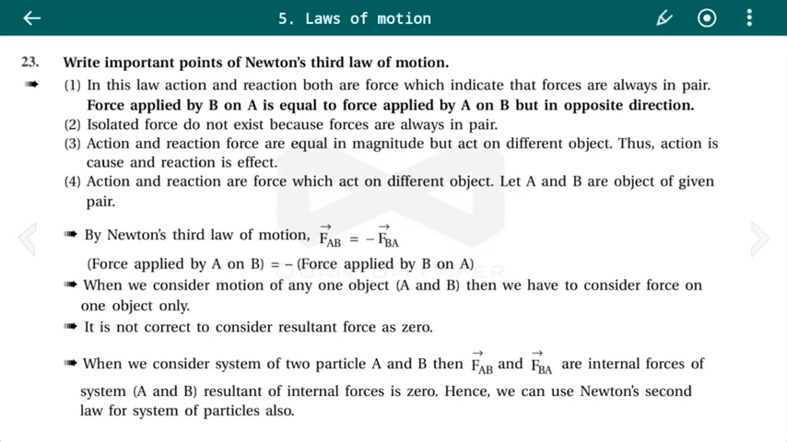So students, you may note down these points for Newton's third law of motion.